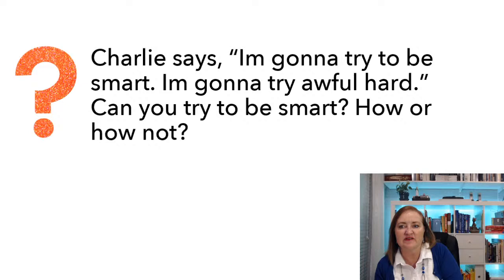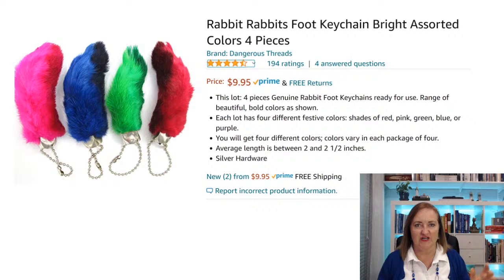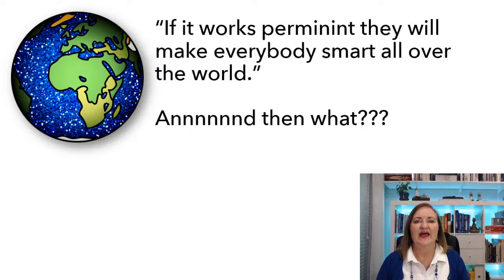Okay. Charlie has all these good luck charms. He has a rabbit's foot. And I don't know if you guys are familiar with these, because I don't really think they're a thing, except that when I went and looked, I found this on Amazon. So these are real rabbit's feet. And I don't even want to know how they get them. And I don't understand why they dye them crazy colors, but they do. And people carry them around on their keychain for good luck. And so he has a rabbit's foot. He has another good luck charm too. And he says, if it works permanent, they will make everybody smarter all over the world.